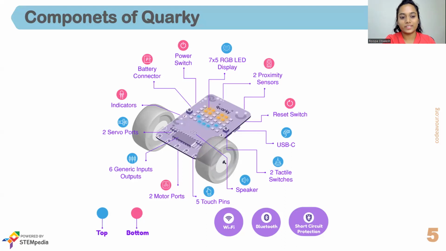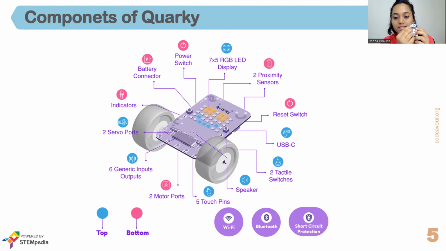Okay, so components of Quarky: we have 2 tactile play pins, left and right pins. We have touchpads here, and we have the 7 by 5 display pattern. The display is where, in today's activity, the text will be visible. Next you have on and off buttons, and you also have 2 motors here, which are connected to these tires, which make your bot move. And this is a balancer which can balance your robot, as it has only 2 tires. And next you have the reset button as well.